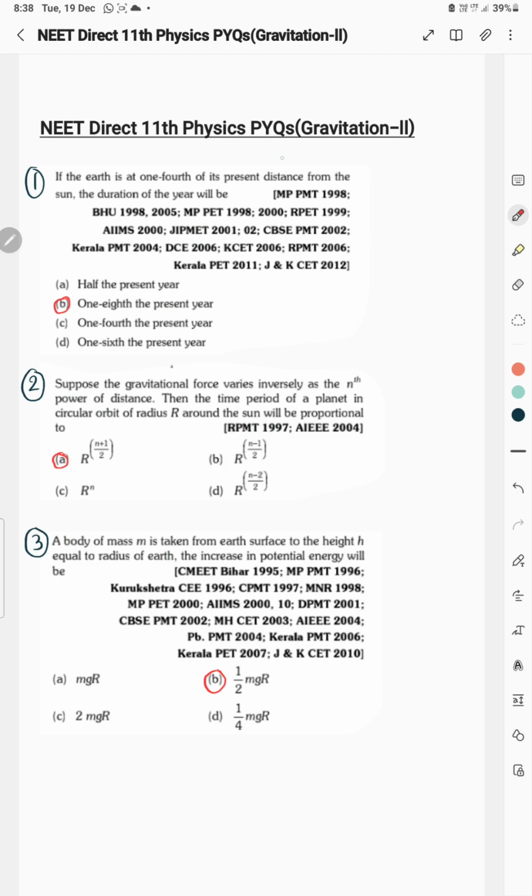Okay, in this way we have finished today's NEET direct program discussion from the previous year questions taken from various competitive examinations from the chapter of gravitation, part 2nd. Question 1 has option B as the correct option, question 2 has option A as the correct option, and question 3 has B as the correct option.